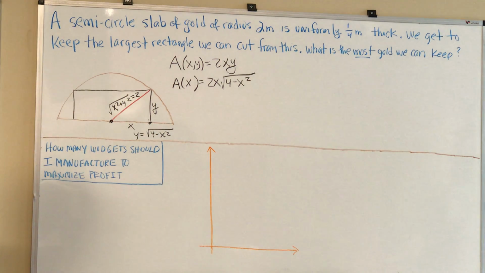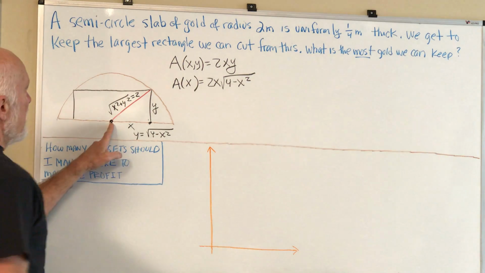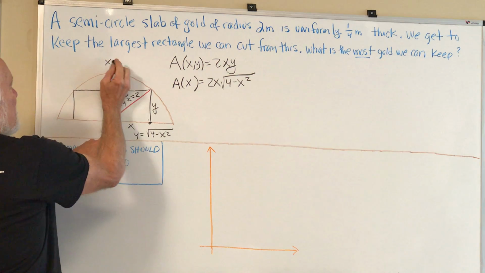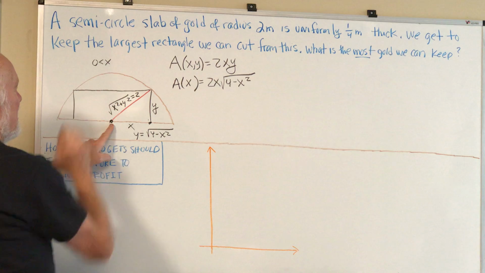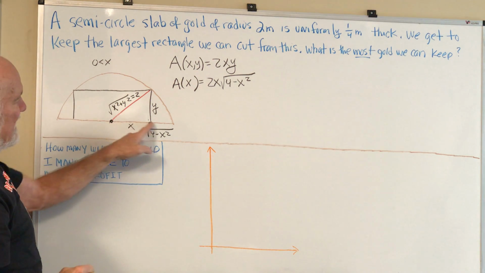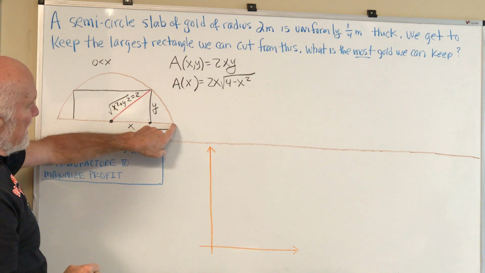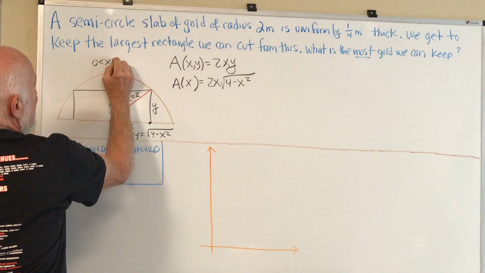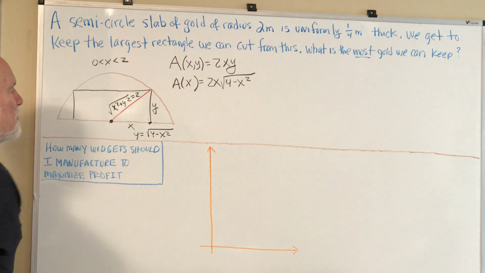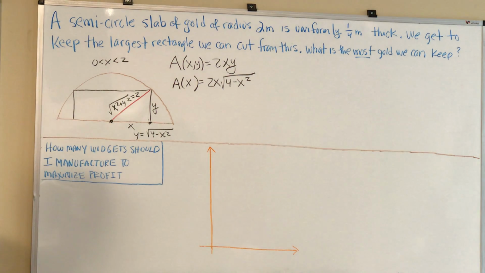And what's our domain? Our domain, x is a distance, so it's got to be greater than 0, and can it ever get as big as the radius? So it's got to be less than 2. So that's what I have to work with.